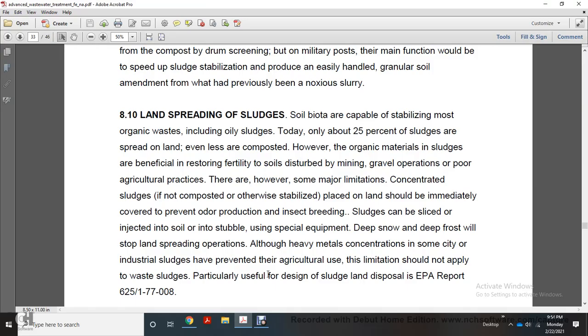They are useful on land disturbed by mining, graveling operations, or poor agricultural practices. However, there are some major limitations. Concentrated sludge that is not stabilized and is placed on the land should be immediately covered to prevent odor production and insect breeding. Sludges may be injected into the soil using special equipment.